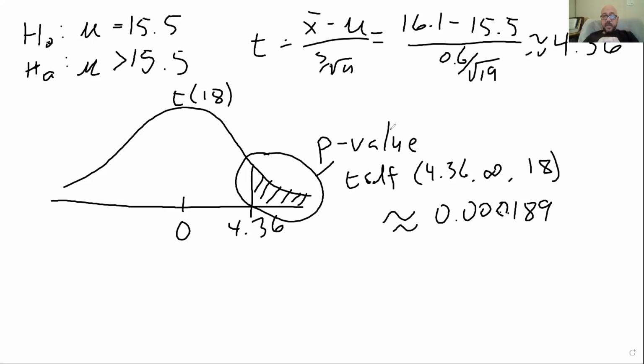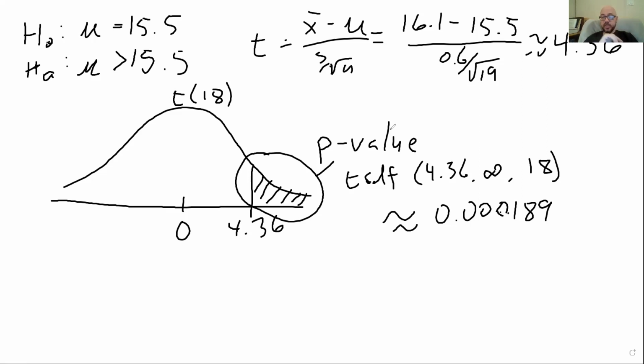It is very unlikely that if mean giraffe height was 15.5 feet, Lauren would have gotten this sample of 19 giraffes with an average height of 16.1 feet. That is 0.0189%? So very, very small, right? So she's going to want to reject the null hypothesis.